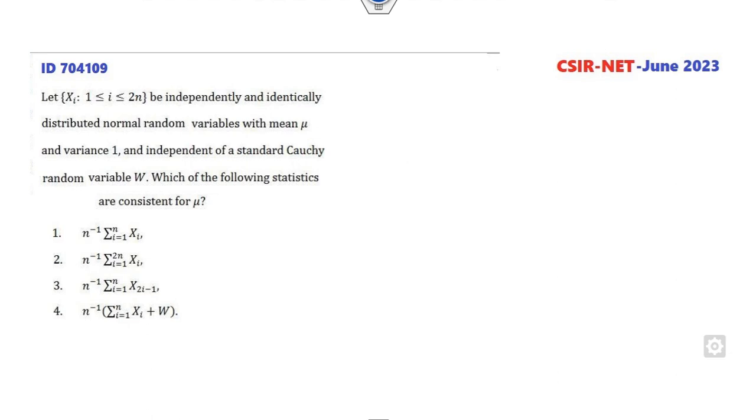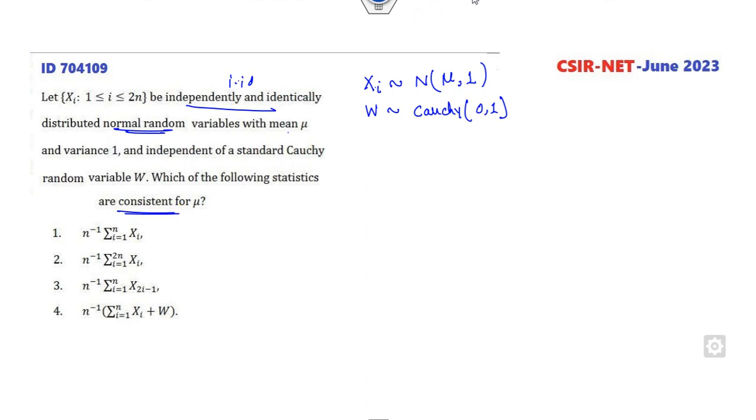Okay, look at this another one. Let xi be IID, normally distributed with the mean mu. So I call this xi follows the normal distribution with the mean mu, variance 1. W is a standard Cauchy random variable (0, 1). Which of the following are consistent?